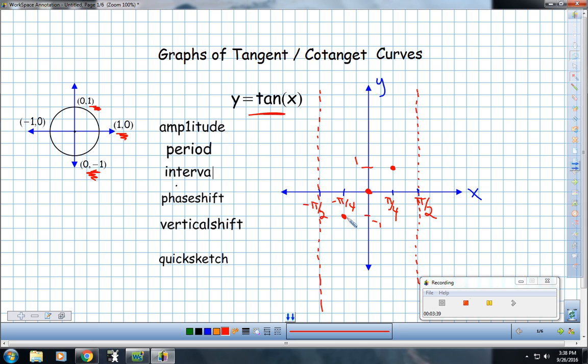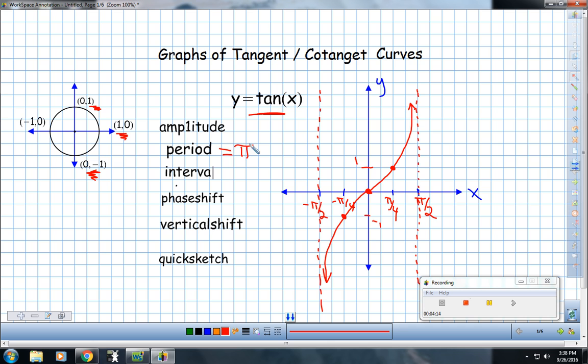So the tangent function is going to approach an asymptote going to the right, going to positive infinity, and then it's going to approach negative infinity as we go to negative pi over 2. So what are the characteristics of a tangent curve? Its period is pi, because it's going from negative pi over 2 to pi over 2. So its period is pi.